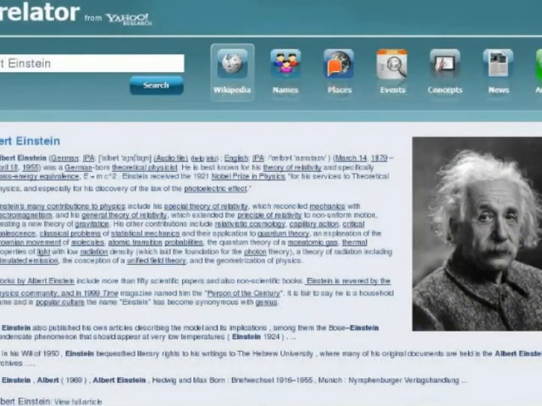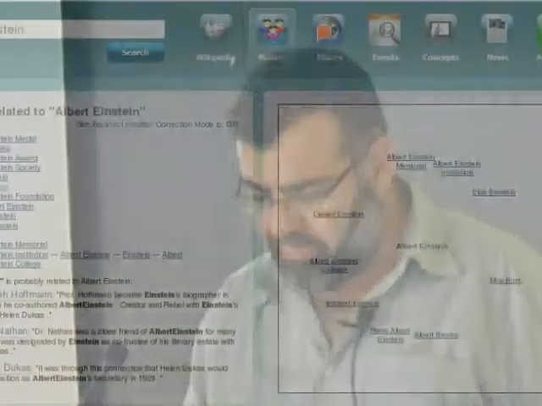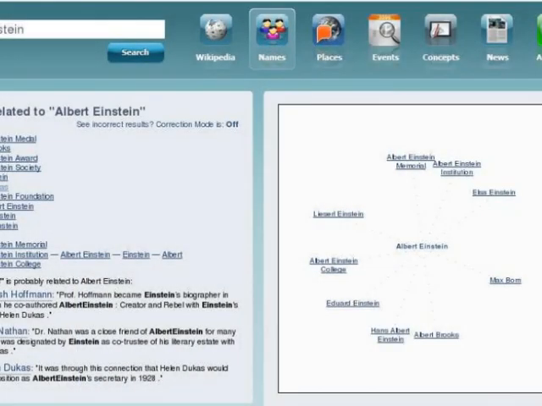So what do you get? Suppose you query Albert Einstein, and you get the view of the Wikipedia entry. So this is just the Wikipedia entry, not too interesting. But let's click on related names. And here you see the change of interface.